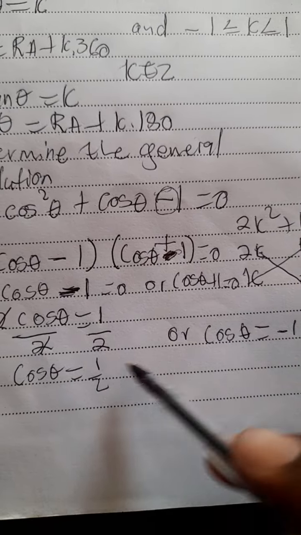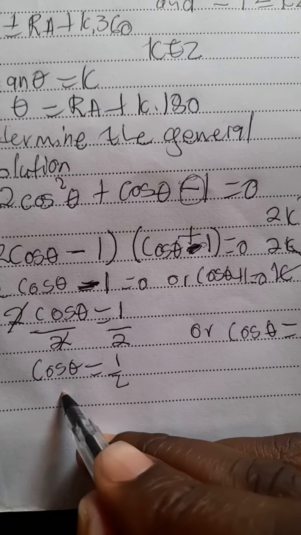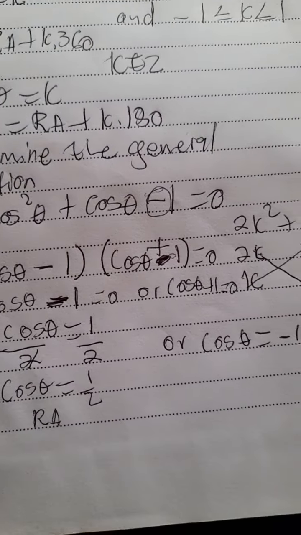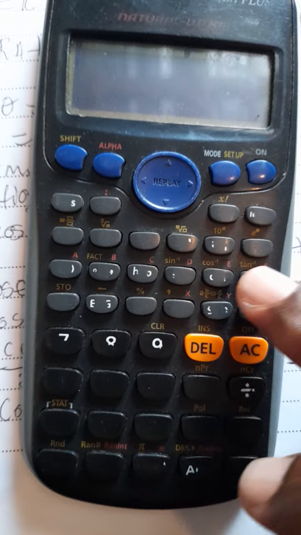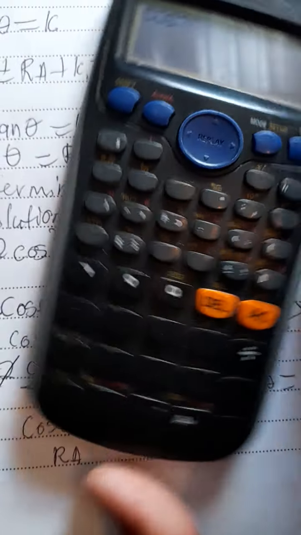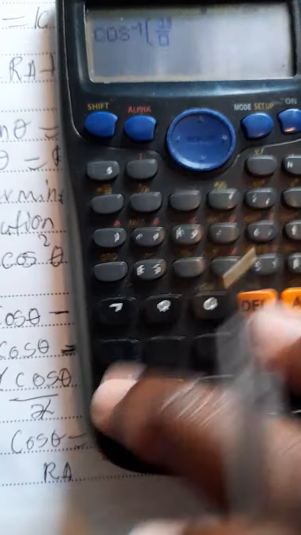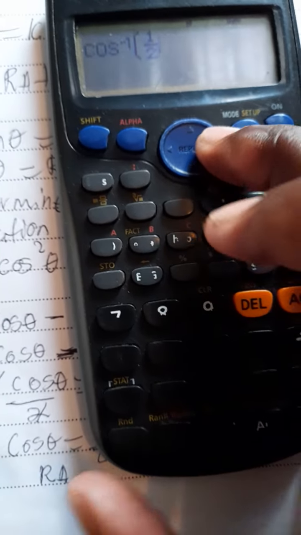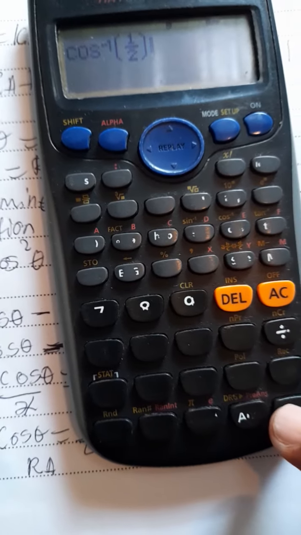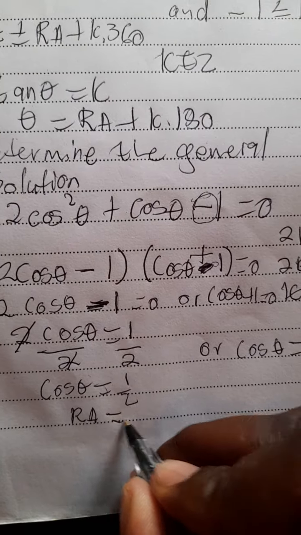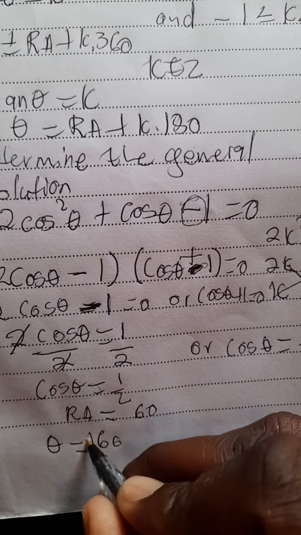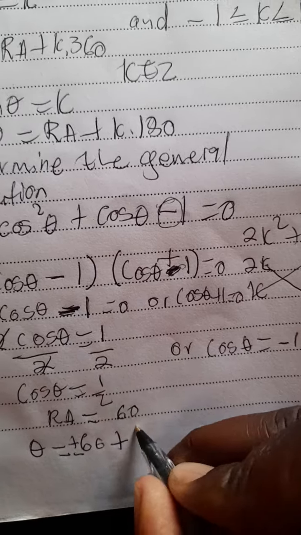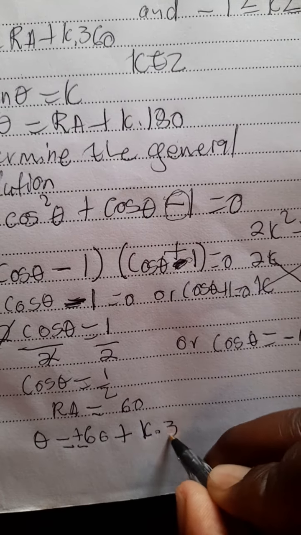In this case, remember they said determine the general solution. To determine the general solution, we need to find the reference angle here. What will be our reference angle? Take your calculator, shift, the second function of cos, 1 over 2. What is that? Let's check. That will be 60. So in other words, our reference angle here is 60. Meaning theta will be the reference angle, remember it's plus or minus since we're working with cos, plus k times 360.